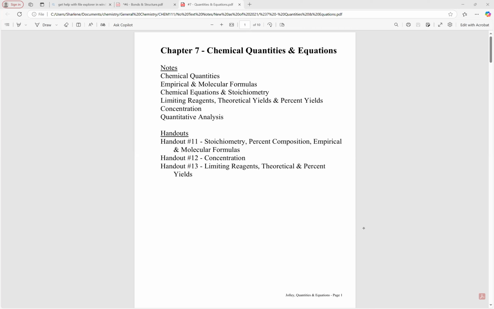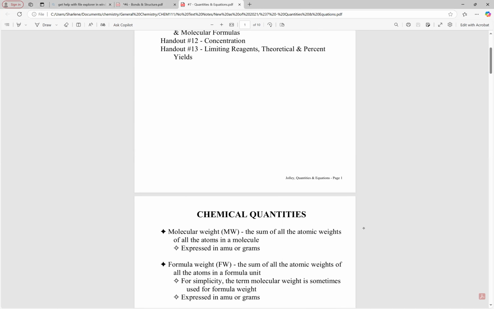We're going to talk about something called empirical and molecular formulas, chemical equations and stoichiometry, limiting reagents, theoretical yields, and percent yields, concentrations, and then there's something called quantitative analysis. And yes, there are 3 handouts for this. So I tried to separate the topics out. So each handout isn't very long, but each covers a different topic.